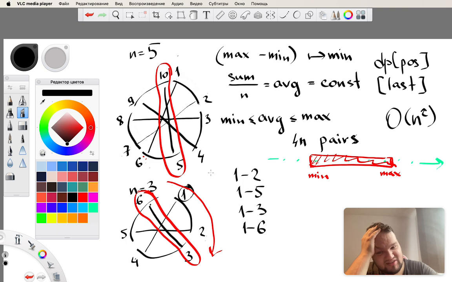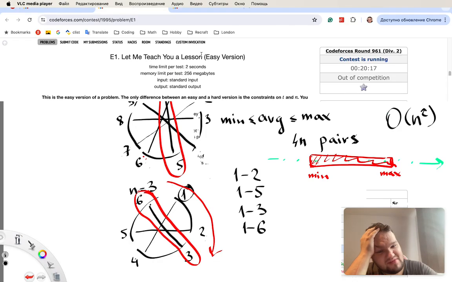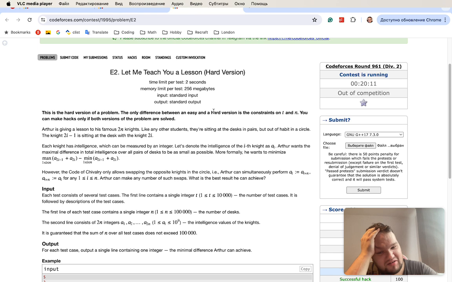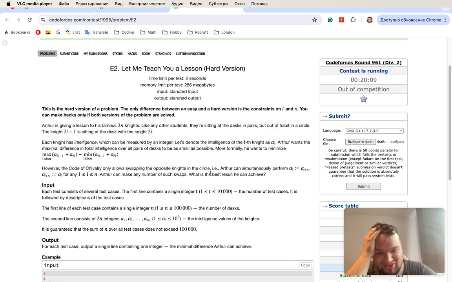Right, but this solution certainly has no chance to be updated to work here.